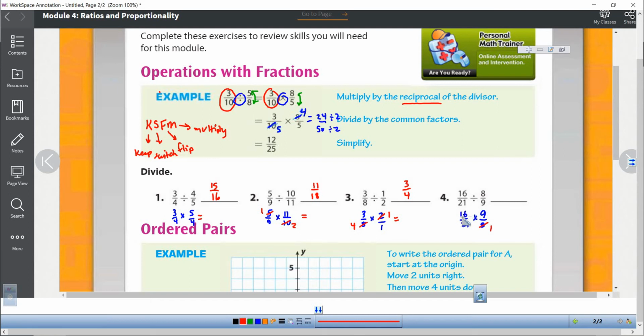And finally, on this one right here, let's see what we have. 8 goes into 8 once. 8 goes into 16 twice. 3 goes into 9 3 times. 3 goes into 21 7 times, and we get 6 over 7. Okay, so that again is how you divide with fractions.